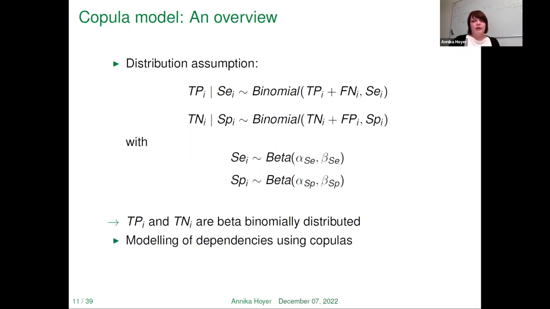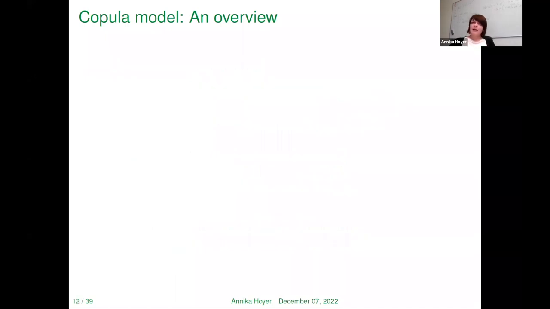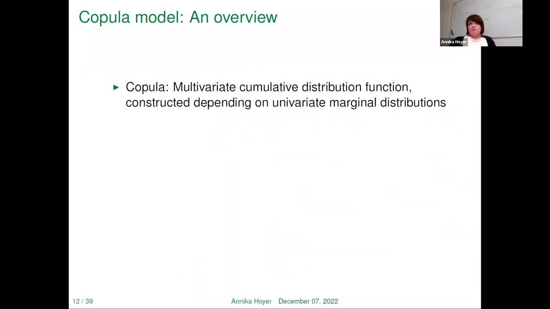And now we apply the concept of copulas. A copula is nothing more than a multivariate cumulative distribution function constructed depending on univariate marginal distributions. Or in short, we assume we have two beta distributions, choose a copula, and the copula combines the two beta distributions and makes one of them.